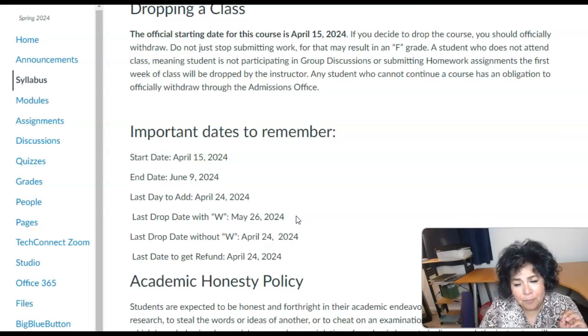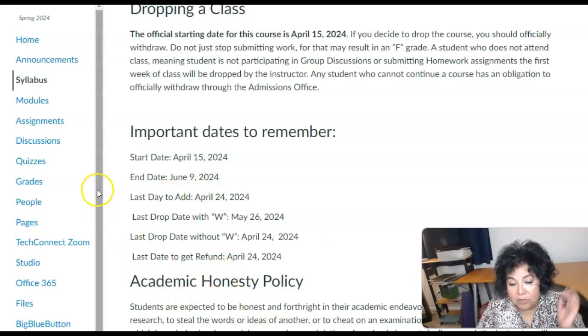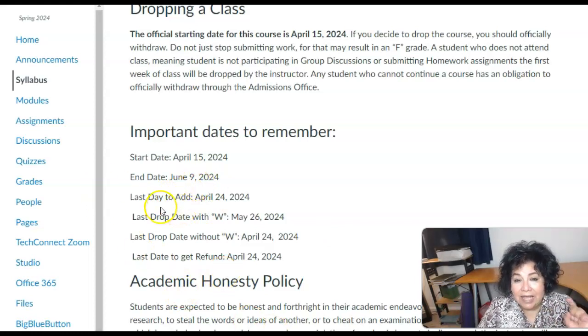So the class starts April 15. Your Canvas course will be open early on the Monday of April 15. The last day of class is June 9th. That's the last day you have to submit your final exam, because I do have to submit grades to admissions and records just a few days after that. The last day to add a class is April 24. That is the same date that you have to get a refund, because you can drop without a W by April 24th. And the last drop day with a W is May 26th.